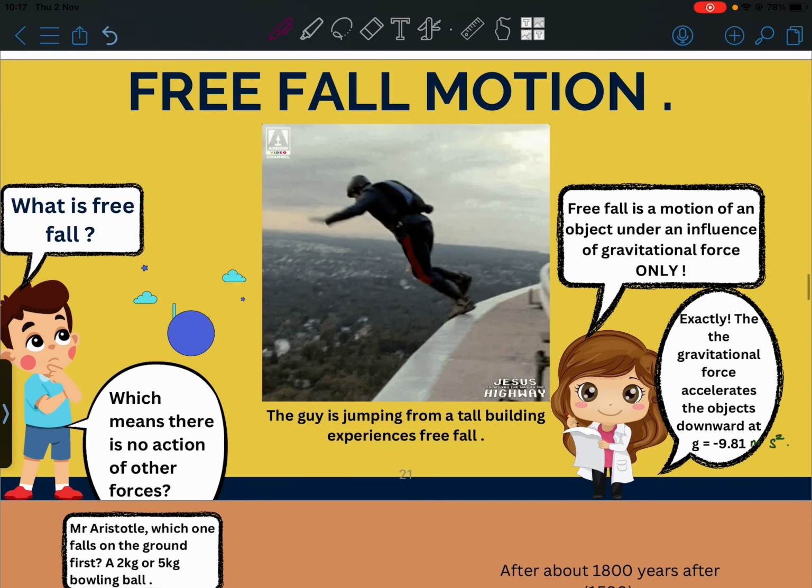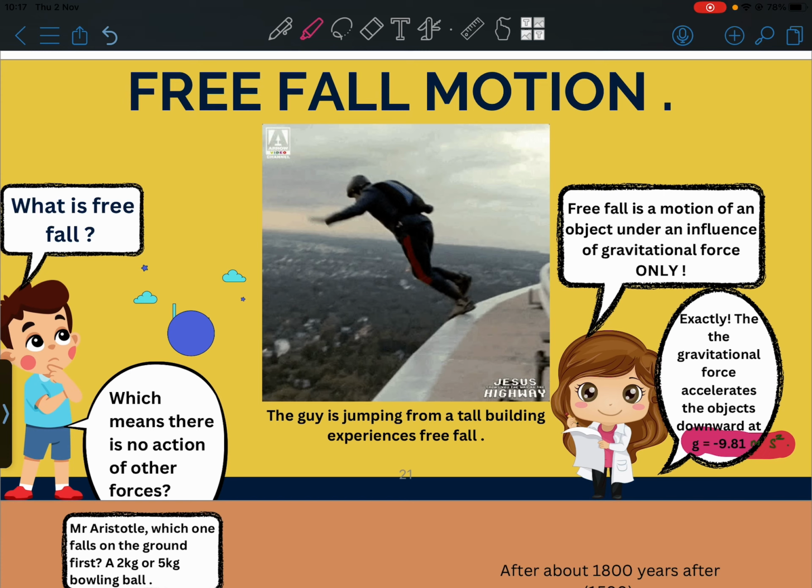So then we discuss free fall motion. Free fall is basically when an object is falling due to the influence of gravitational force, or gravity. Remember, on Earth we have a gravitational acceleration of 9.81 meters per second squared. So don't forget the unit. All right, so you can see over there the guy is jumping from a tall building.